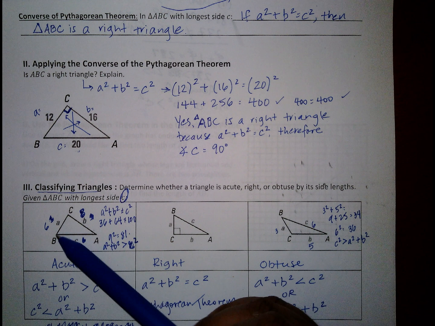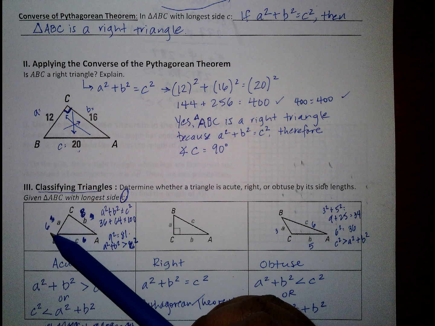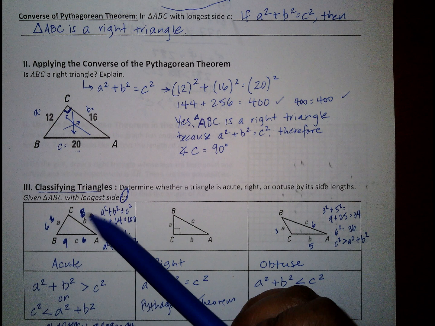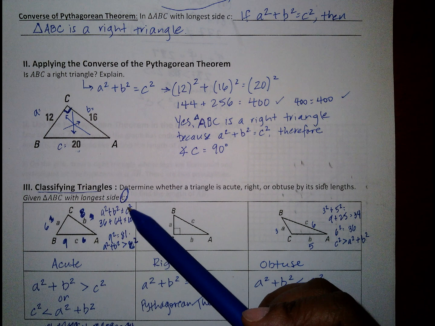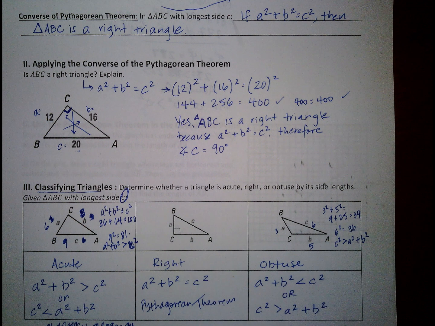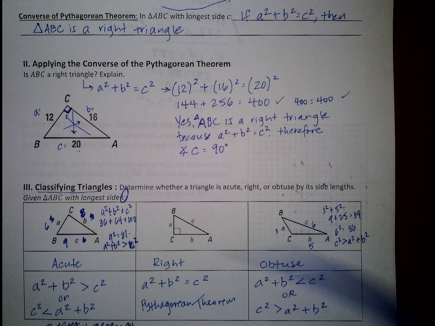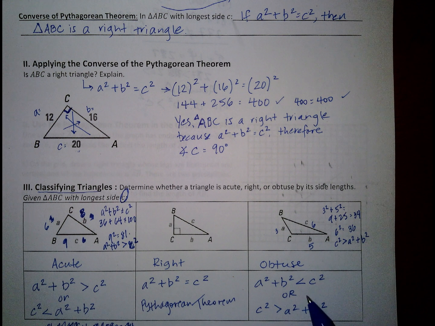Again, if I take a squared plus b squared, and it's not equal to c squared, then it's either going to be greater than c squared or less than c squared. If it's greater than c squared, it's acute. If it's less than c squared, then it is obtuse. Okay? Let's actually do the work for that.